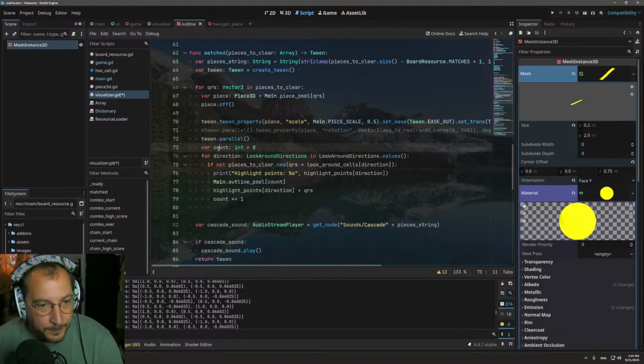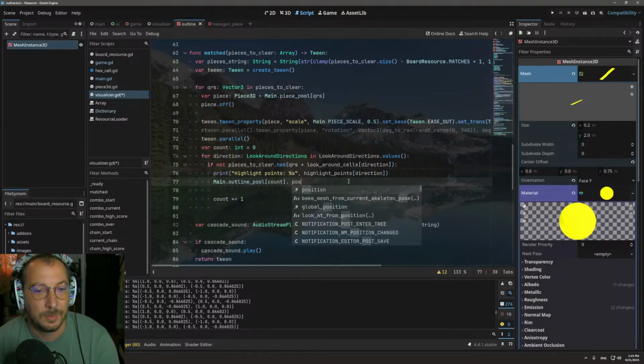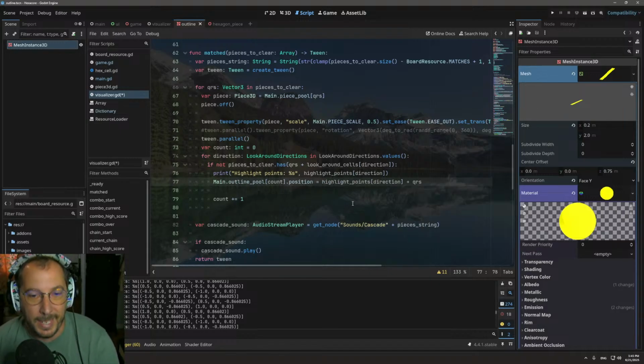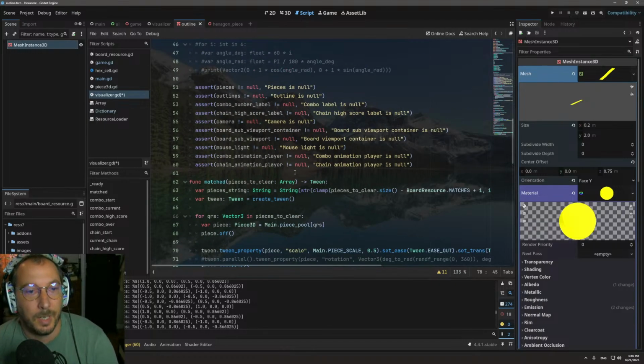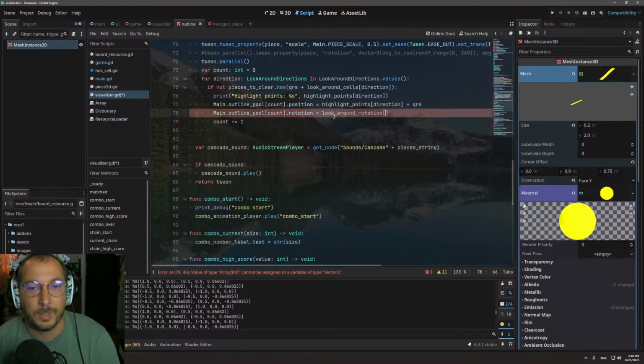Okay. And this is the mesh, which is made up of mesh instance 3D, right? So that's a mesh instance 3D that we're grabbing. And we're going to manipulate. So we say position equals that. And then we say rotation equals, and we grab look around rotation direction.